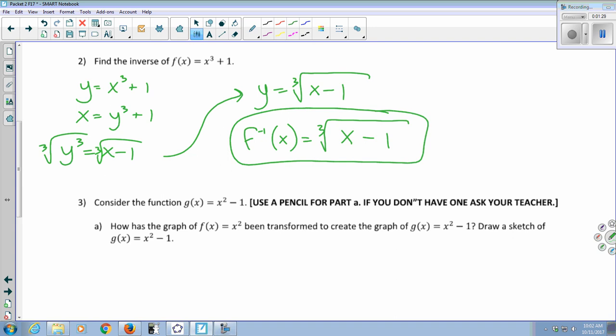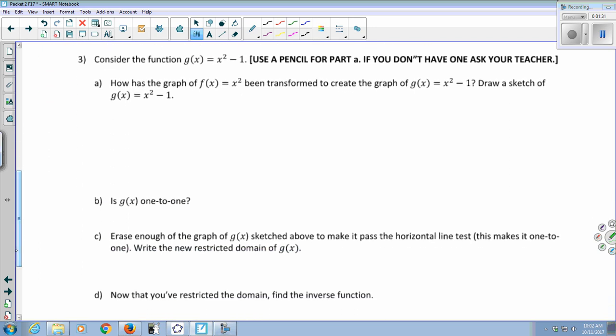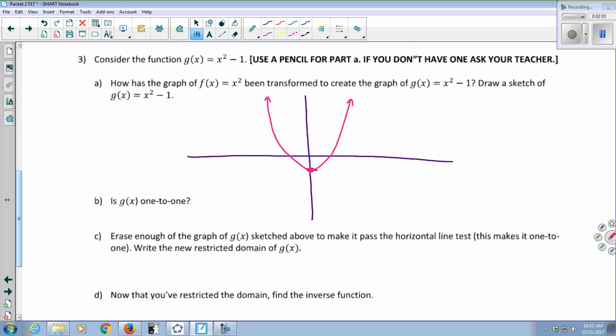All right, let's look at the function g of x, which is x squared minus 1. How has the graph of f of x equals x squared been transformed to create the graph of g of x equals x squared minus 1? Well, that is a vertical shift down 1 unit. So since I know what x squared looks like, I can sketch g of x. There's my 1 vertical unit. And then g of x is going to look like this, since g of x equals x squared minus 1.